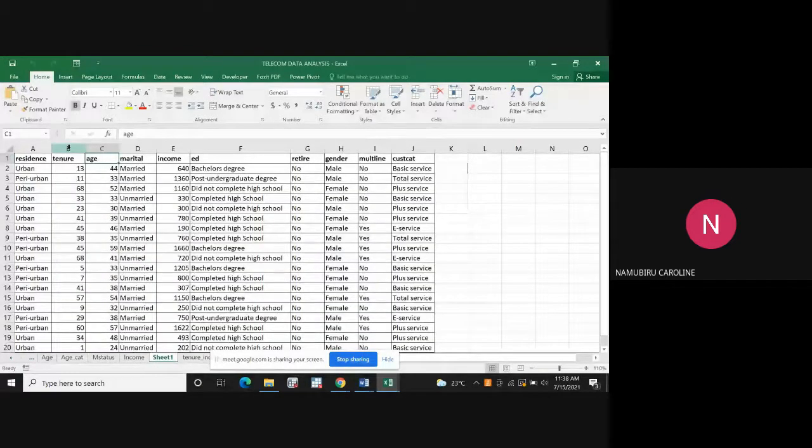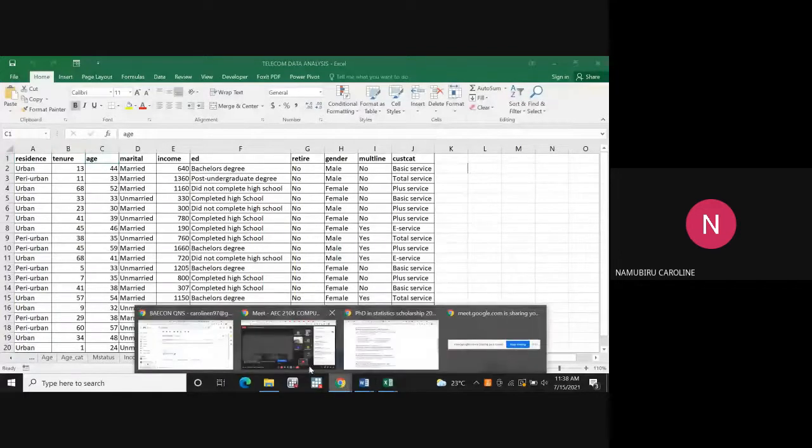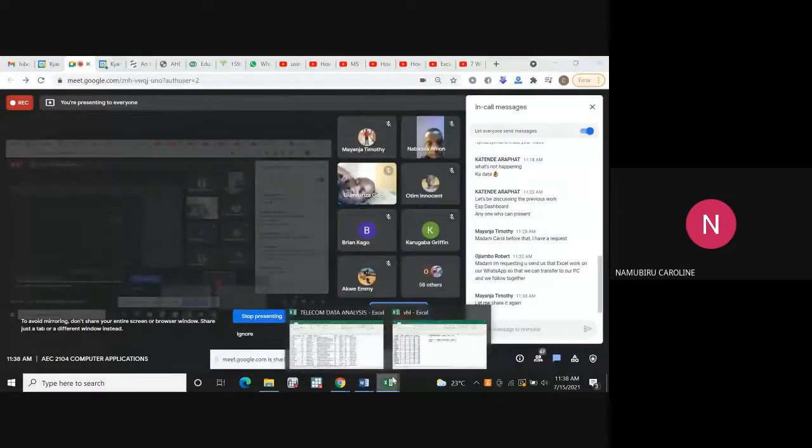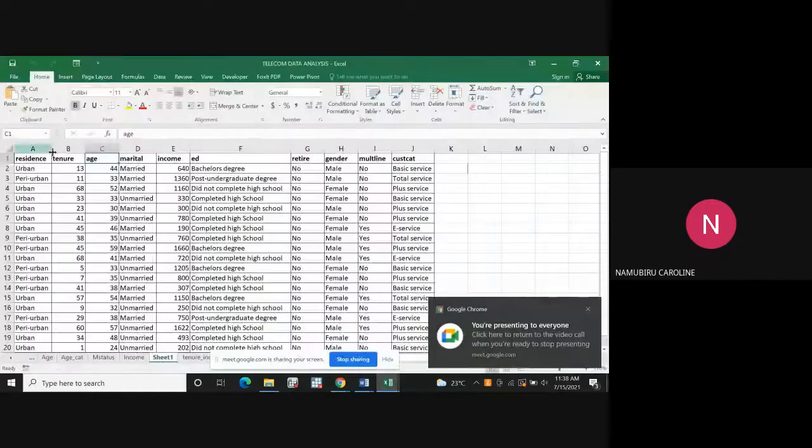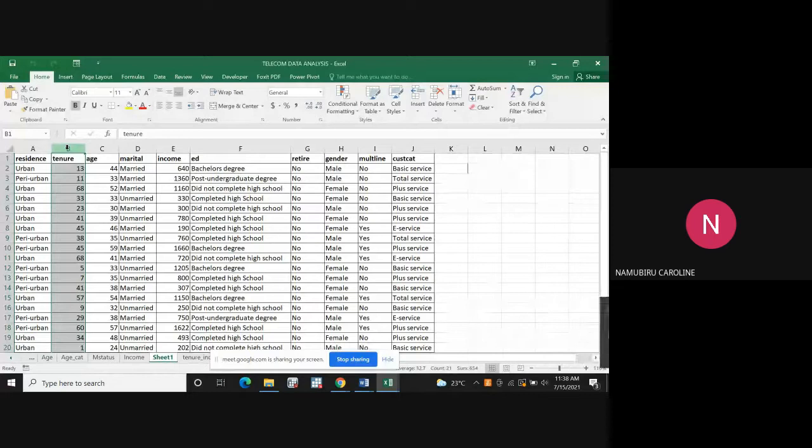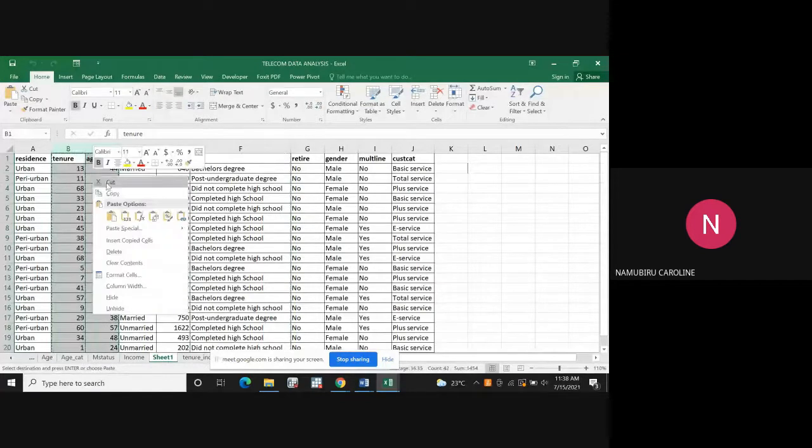The moment you see that big arrow that points down, you simply go ahead and make your selection in such a manner, and then you click on the Control button. If the variables are not next to each other, you click the next variable, and then you simply copy, Control C or right click and copy. But this time around the variables are next to each other, so we shall highlight both variables and press Control C or copy.